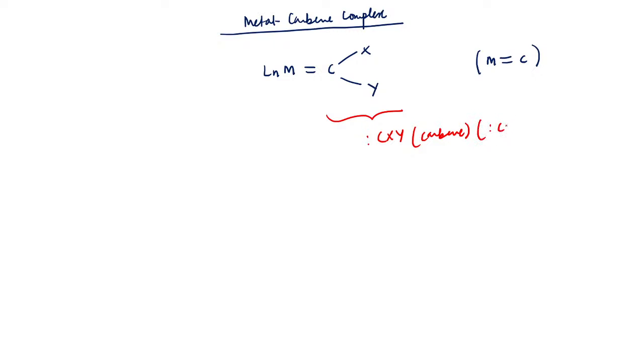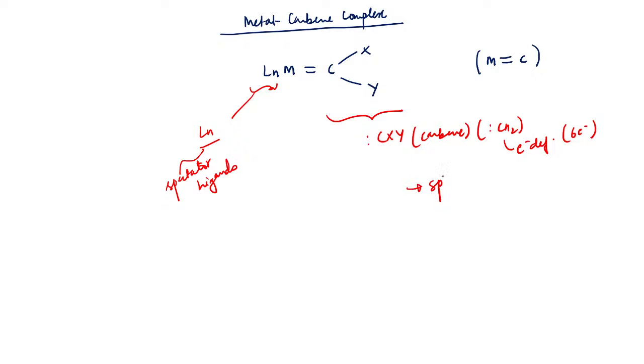The simple representation is CH2, and it's an electron deficient molecule having 6 electrons. Okay, so this is your carbene part. This is your metal, and these are n number of ligands, which we call spectator ligands, and this is your carbene with X and Y. Basically, carbene is sp2 hybridized, and it's a 6 electron compound.